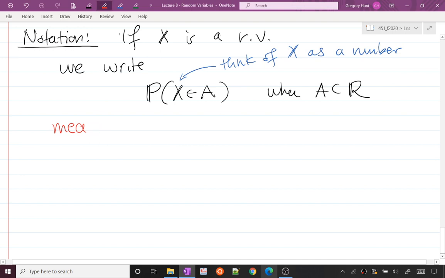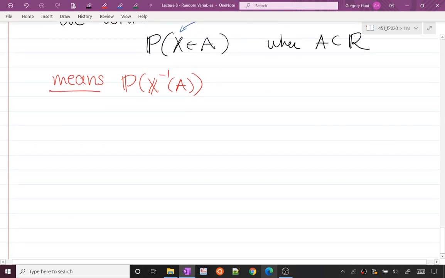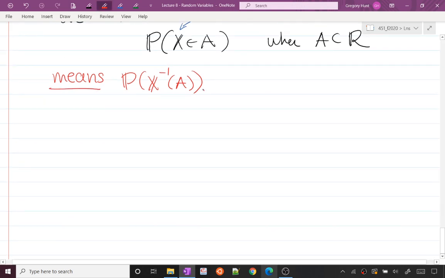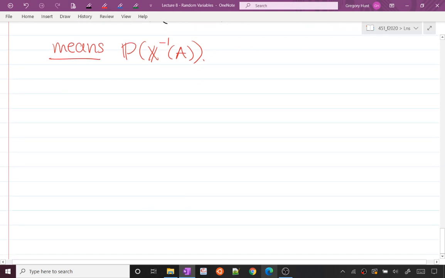We can say that this means the probability of the inverse image of A. Right? And that we know is rigorously defined. So here's the picture.